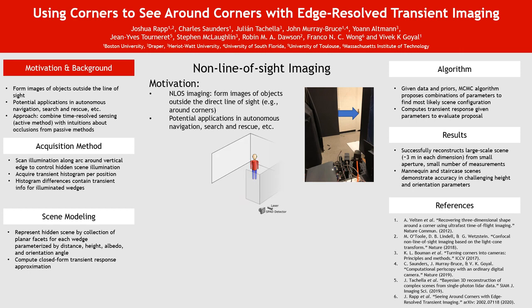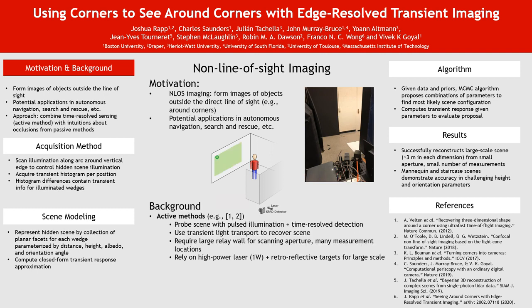There are two general approaches to non-line of sight imaging that have been introduced in the past decade. Active methods such as references 1 and 2 probe the hidden scene by actively illuminating a visible relay surface and using time-resolved detection of the reflected light. They then try to invert the transient light transport to recover the scene. These methods typically require scanning a laser to many locations over a large area of a relay wall, which may not be present in many environments.